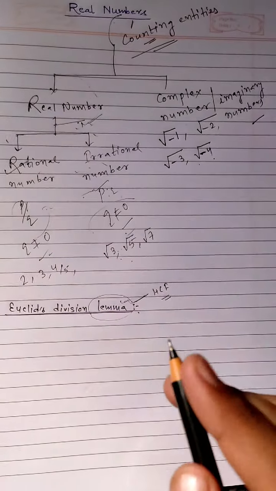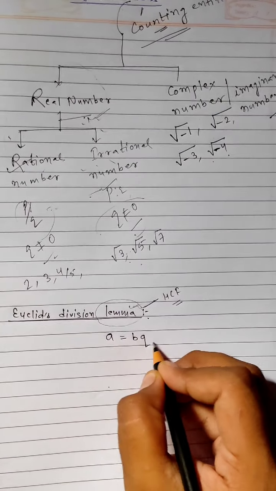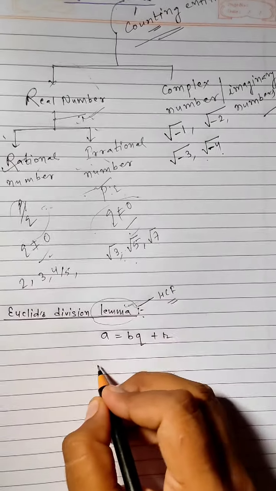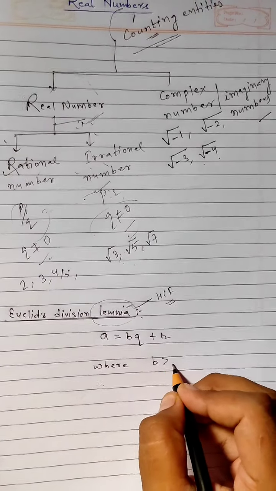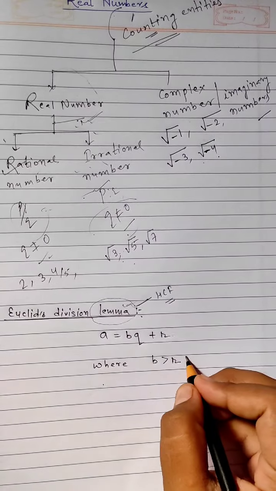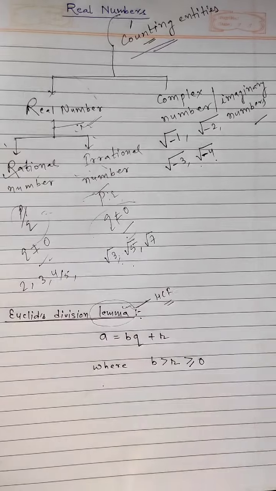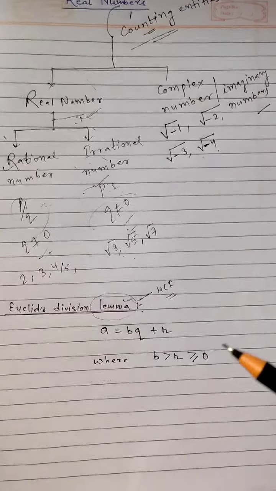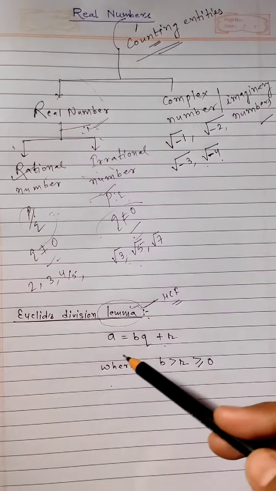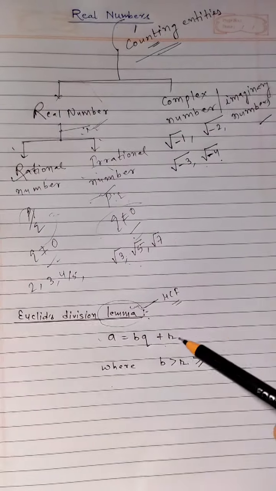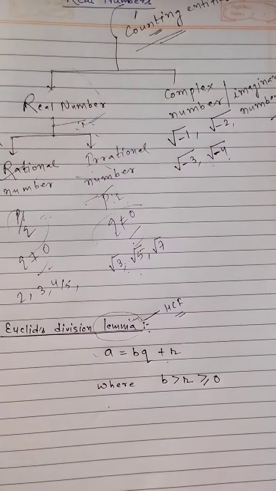This Euclid's division lemma says that A is equal to BQ plus R, where B is greater than R and R is greater than or equal to 0. To write equations or statements is very easy, but we need to know how to solve it. Okay, so let us check how to do it by taking an example.